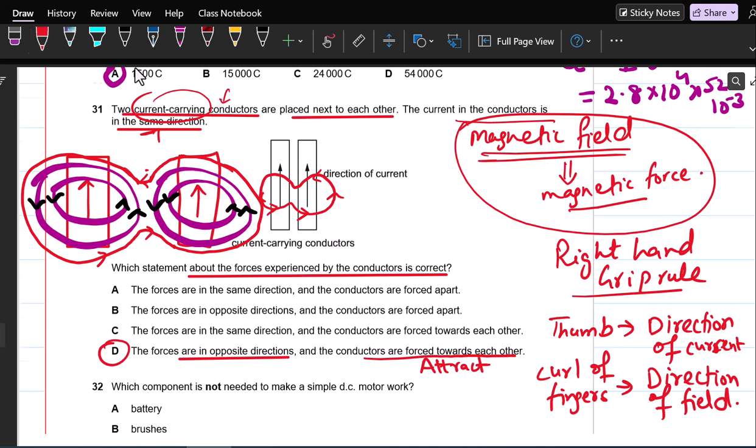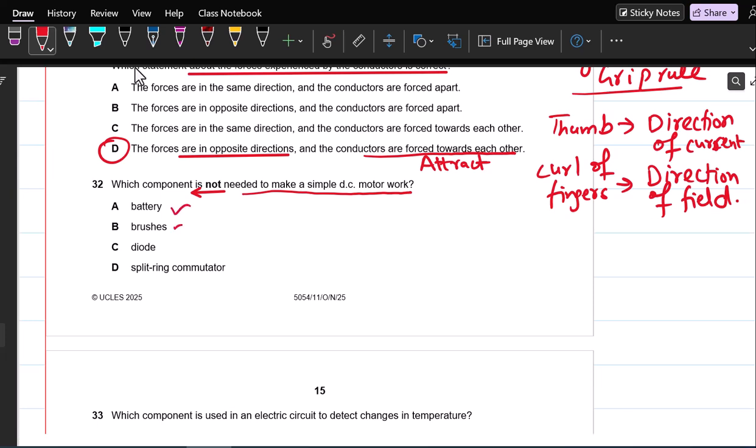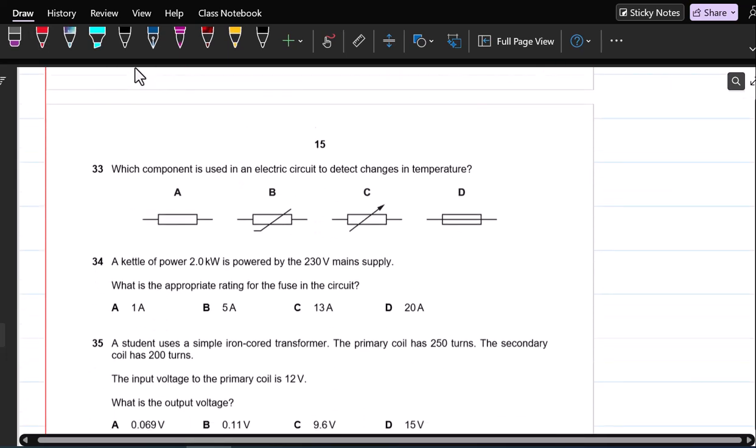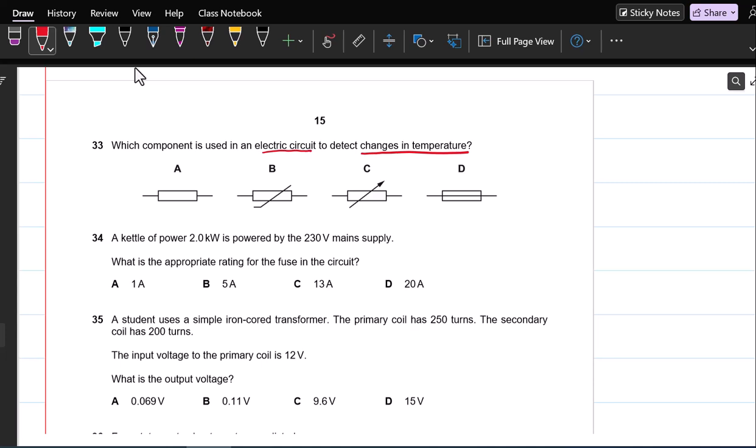Question 32. Which component is not needed to make a simple DC motor work? Okay, brushes are required, battery is required, diode is not required, split rings are required. So C is not needed. Diode is not possible. So moving to question 33, which component is used in an electric circuit to detect changes in temperature? That is the thermistor. So you must know the symbol of the thermistor. It is B here.